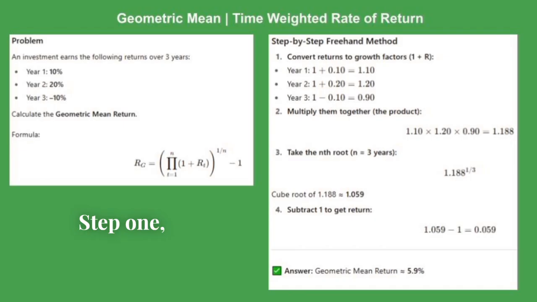Step 1, convert each return into a growth factor. 1 plus 0.10 equals 1.10. 1 plus 0.20 equals 1.20. 1 minus 0.10 equals 0.90.